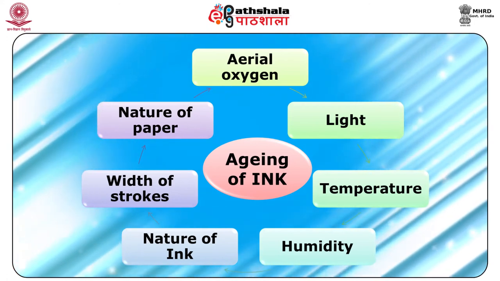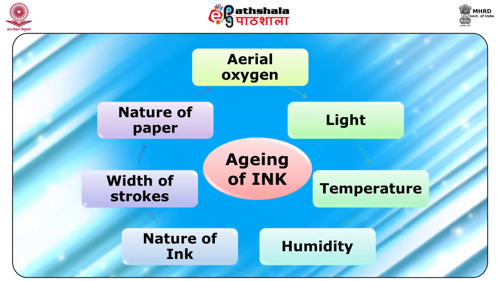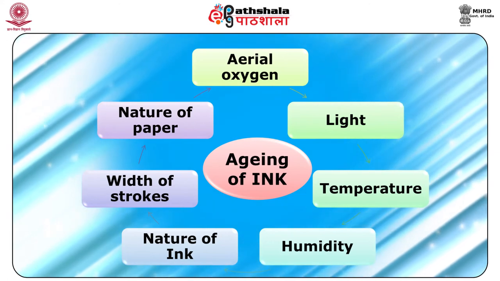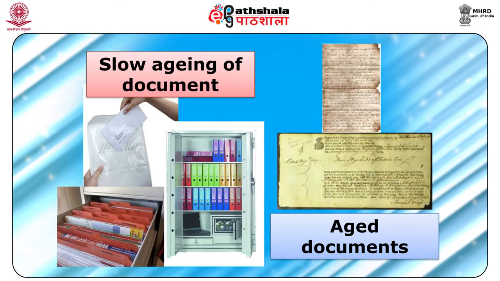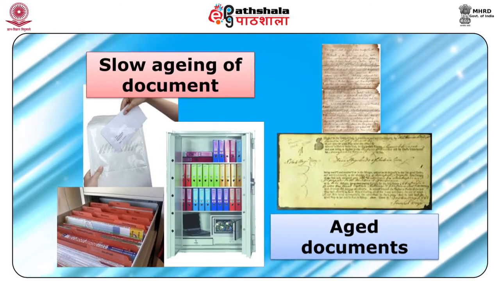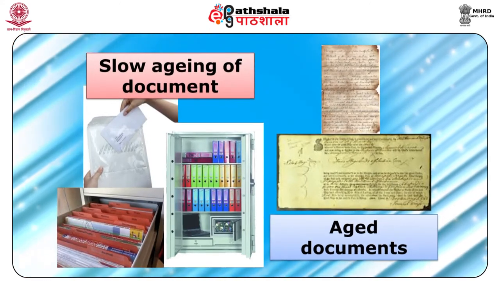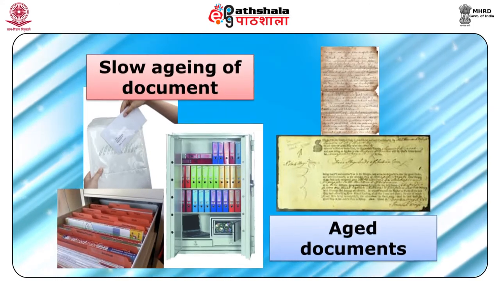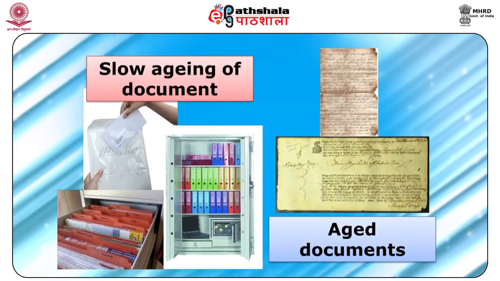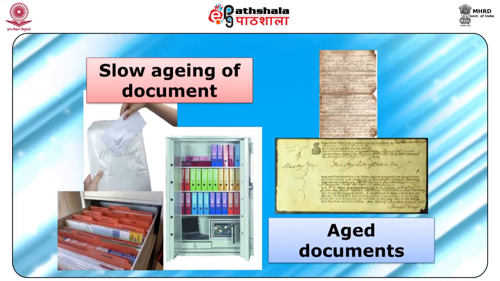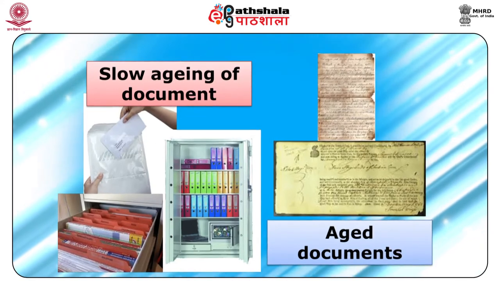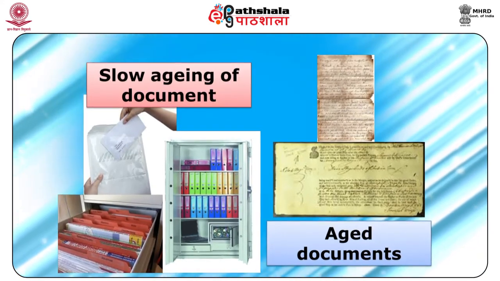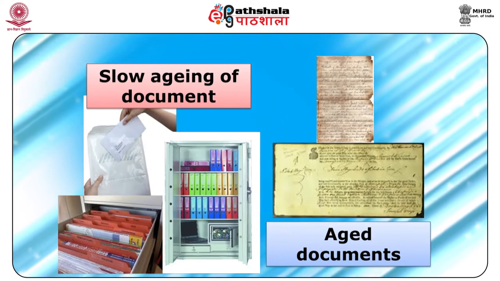It is not practically possible to determine the degree of effect of the environmental factors on a given specimen of ink. A document enclosed in a closed polythene envelope and kept in a closed cabinet will age at a much slower rate than if the same document is exposed to light, temperature, air, and humidity.